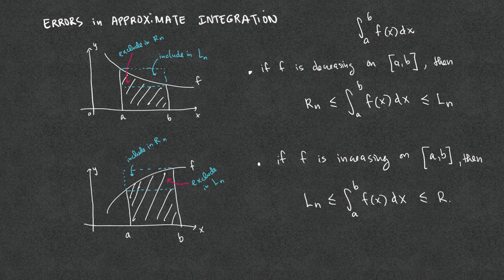Observe that these conclusions are based on whether the function is decreasing or increasing on the entire interval a, b only, regardless of whether the function is concave up or concave down. Decreasing or increasing are the properties of the first derivative of f.